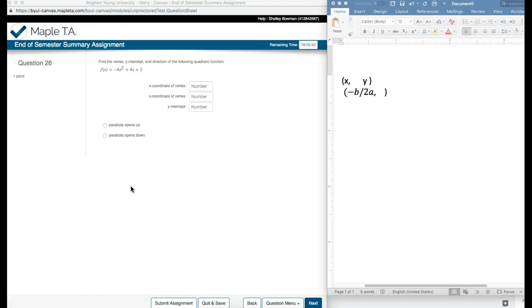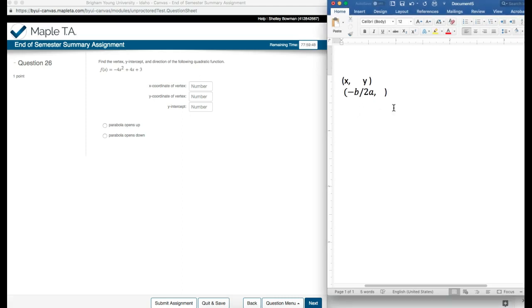Okay, so this is one thing you will need to memorize for the exam. This is just something you have to remember: negative b over 2a. This is the x value of the vertex. A quadratic function goes a, b, and c, in descending order of the exponent of the variables. So x squared, x, and no x. A, b, and c. So a is negative 4, b is 4, and c is 3 here.